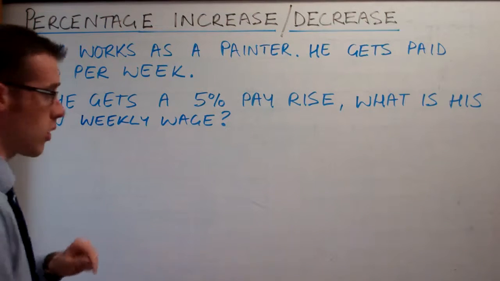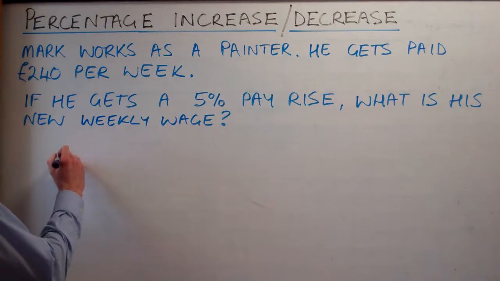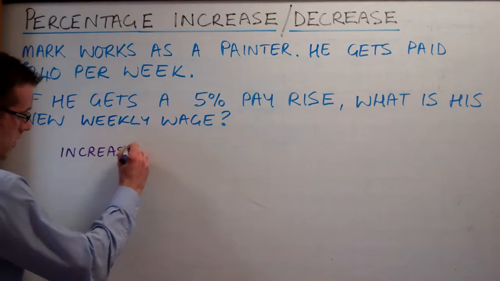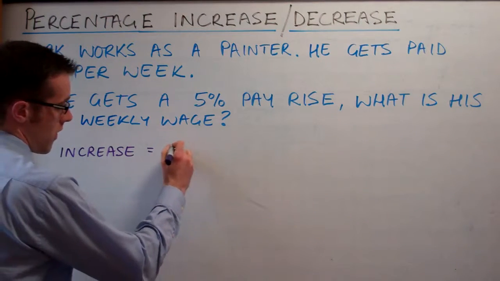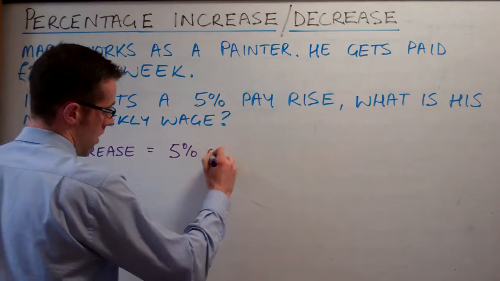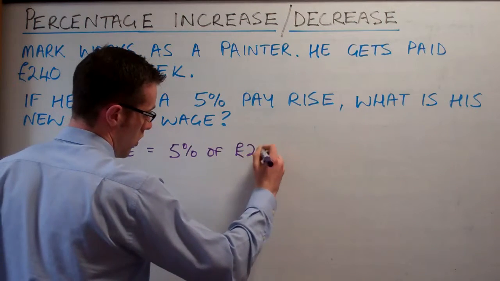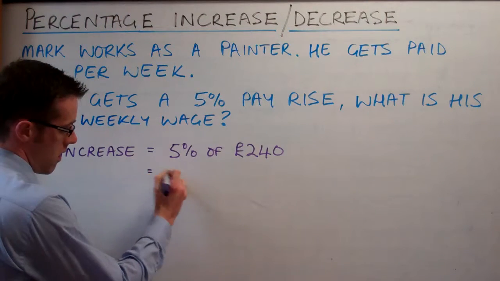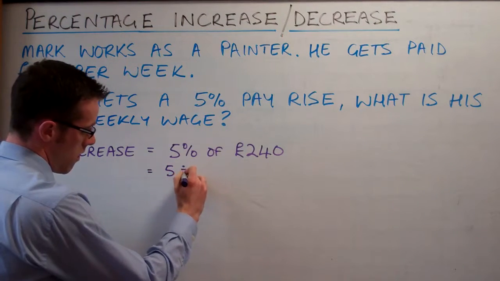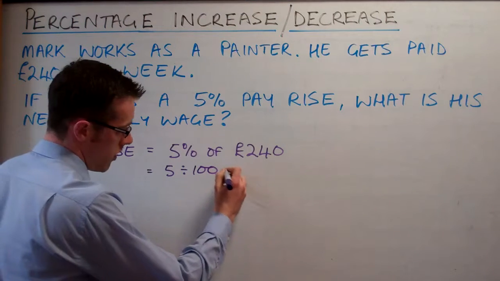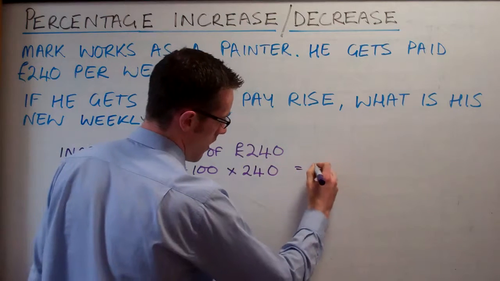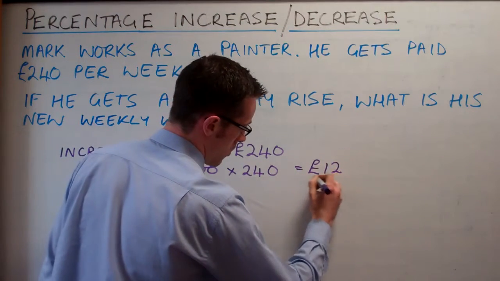Well, first of all, we've got to figure out the increase. So if you write down, his increase is 5% of £240. So if we work that out, remember, 5 divided by 100 times 240, and that equals £12.